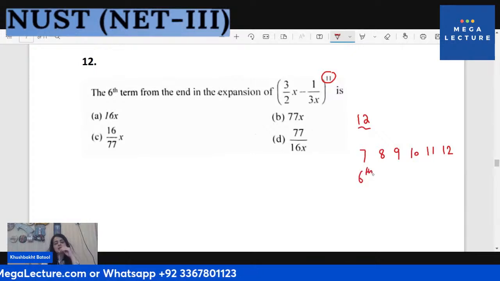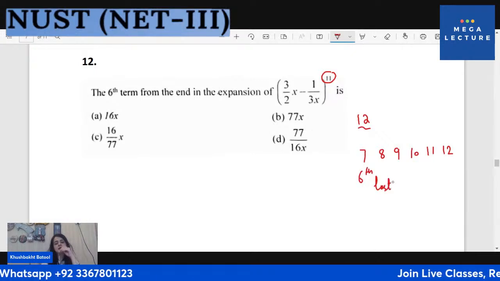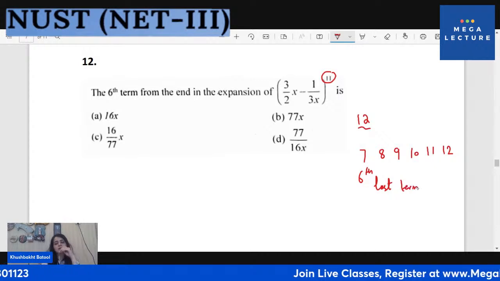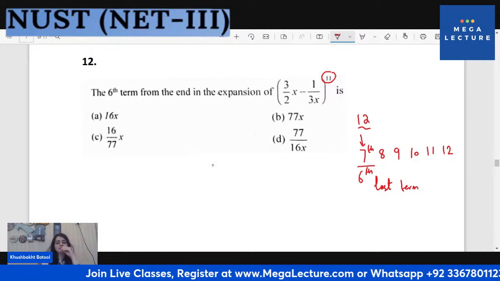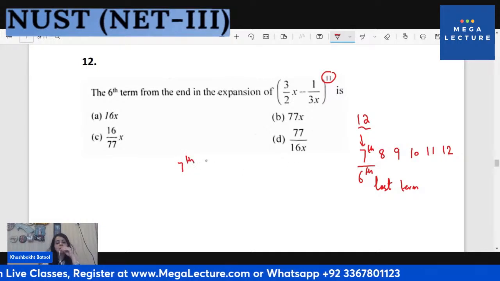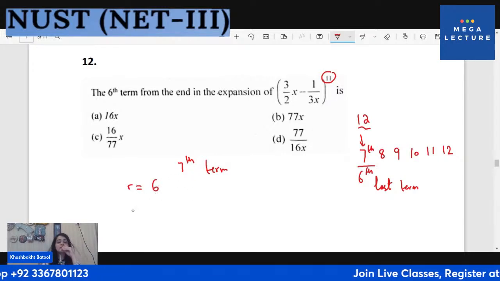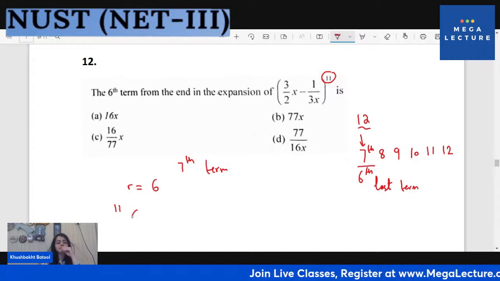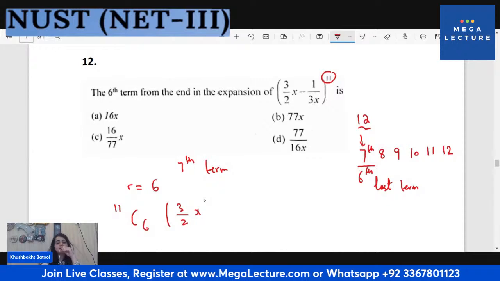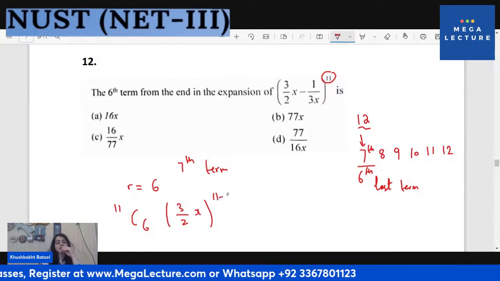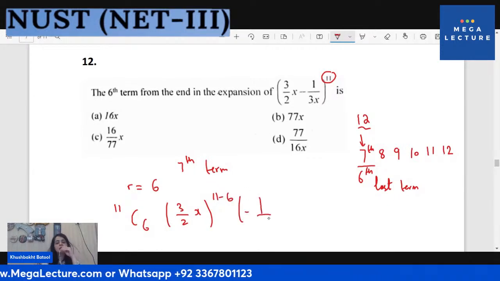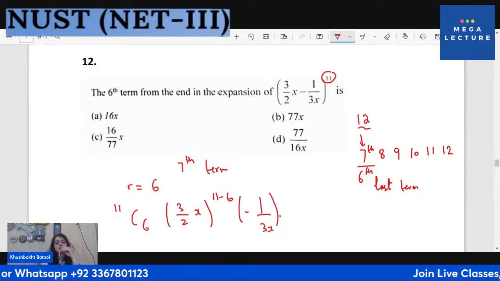So this would be the sixth last term. The seventh term basically would be the sixth last term. So it is the seventh term. We are interested in finding out the seventh term. If it is the seventh term, r would be 1 less than the number of the term, it would be 6. So it would be 11C6 (3 by 2 x) power 11 minus 6 and then (minus 1 by 3x) power 6.